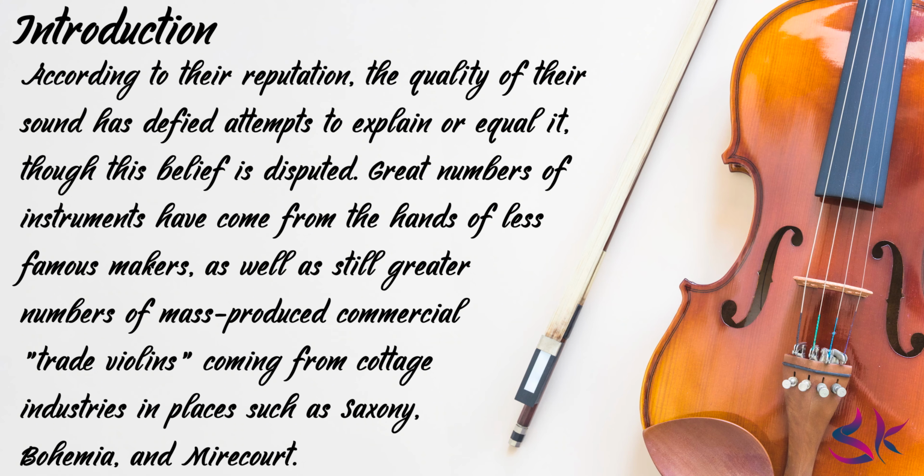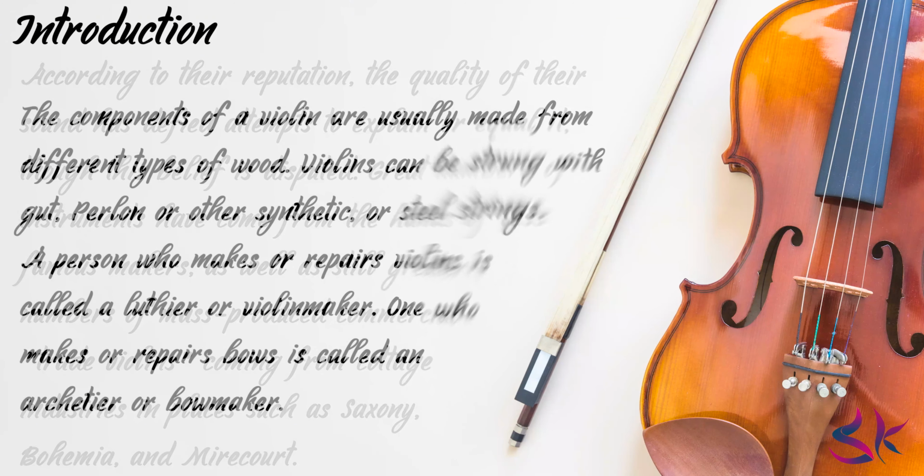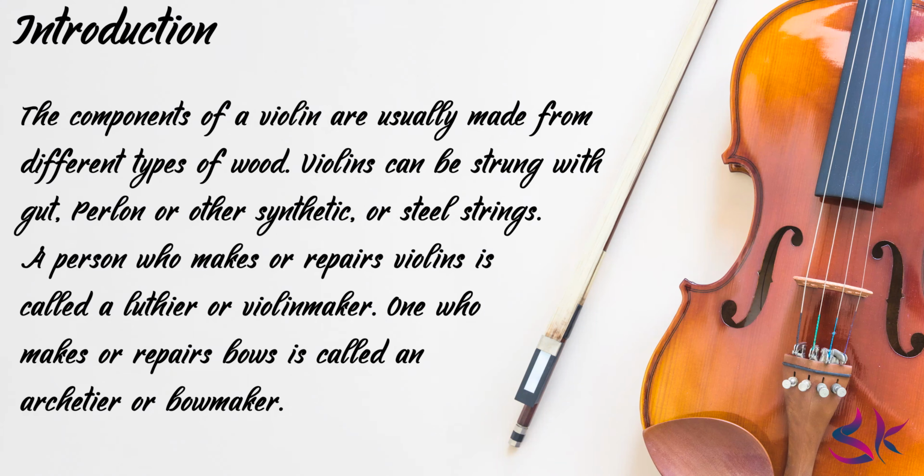and other mass merchandisers. The components of a violin are usually made from different types of wood. Violins can be strung with gut, perlon, or other synthetic or steel strings. A person who makes or repairs a violin is called a luthier or violin maker. One who makes or repairs bows is called an archetier or bow maker.